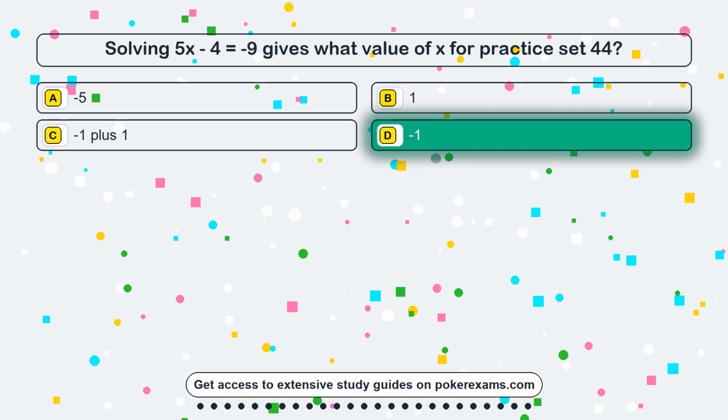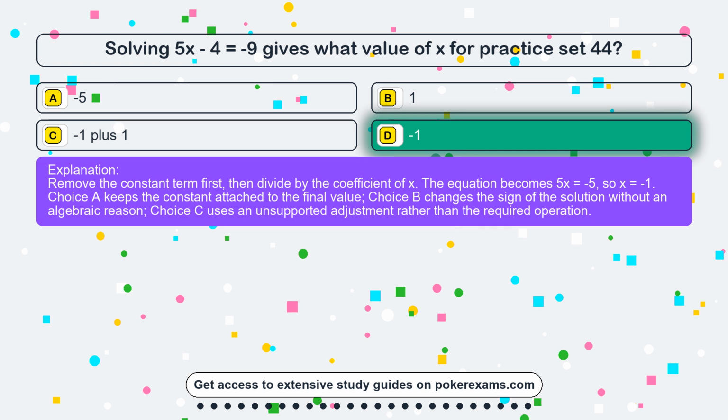The correct answer is option D, minus 1. Remove the constant term first, then divide by the coefficient of x. The equation becomes 5x equals minus 5, so x equals minus 1. Choice A keeps the constant attached to the final value. Choice B changes the sign of the solution without an algebraic reason. Choice C uses an unsupported adjustment rather than the required operation.